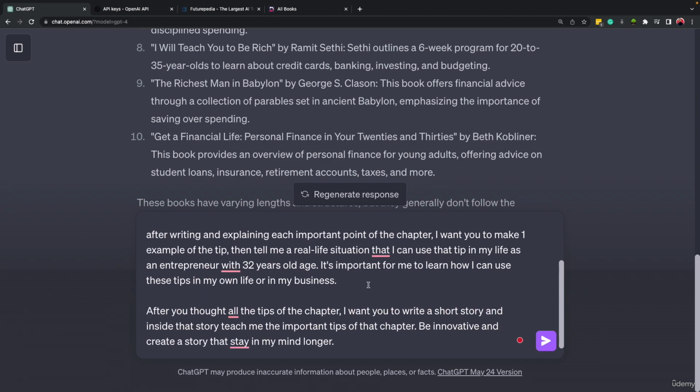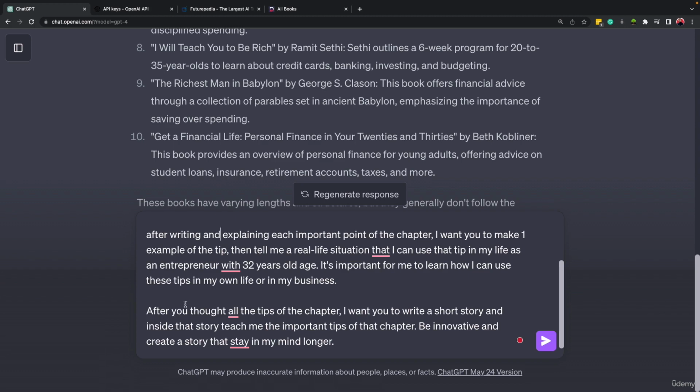This is really important because not only will we learn the important tips inside that book, but we also learn some examples based on our own situation, what we do, our own life. For example, if I'm working in a bank as an employee, how can I use those tips? If I'm an artist, if I'm a singer, how can I use those tips? So it's really important and really helpful.